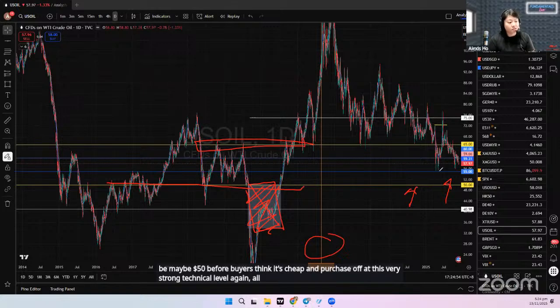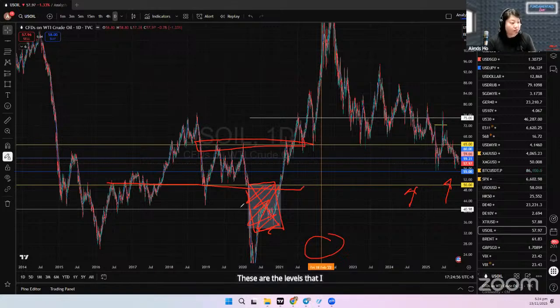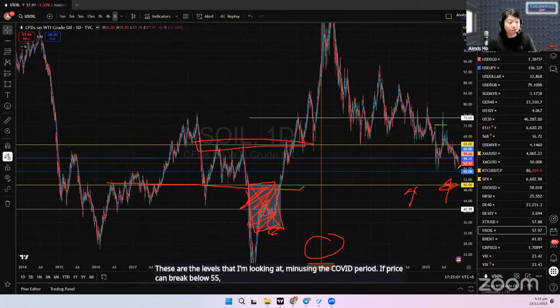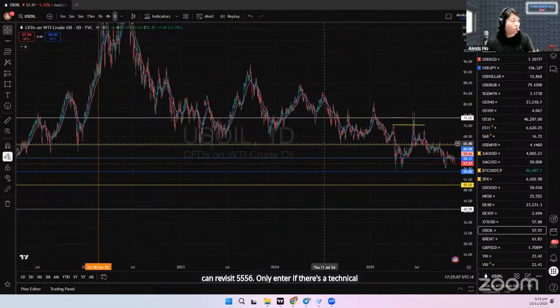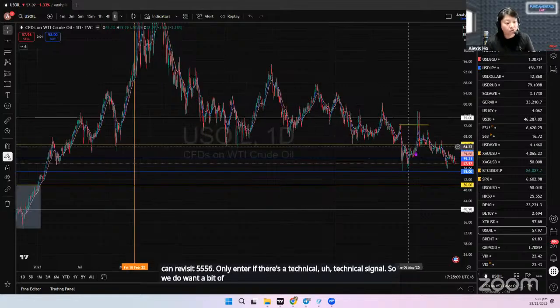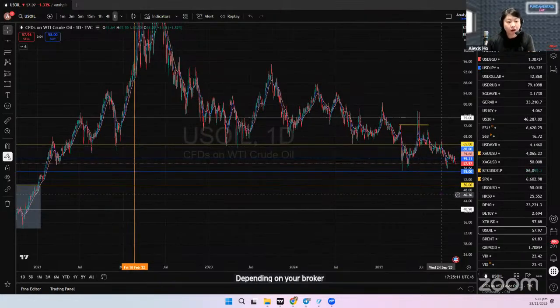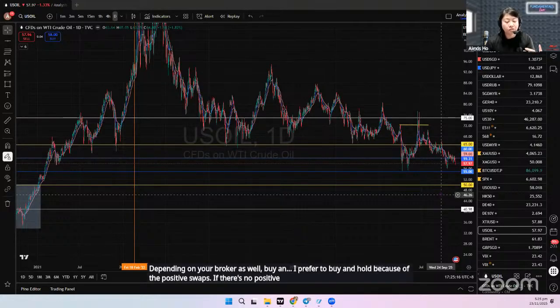All right, so this is the reason. These are the levels that I'm looking at, minusing the COVID period. If price can break below 55, then my second buy area will be 50. If price can revisit 55, 56, only enter if there's a technical signal. So we do want a bit of sharper entries. And of course, depending on your broker as well, I prefer to buy and hold because of the positive swaps. If there's no positive swaps, then purely just trade it in and out.